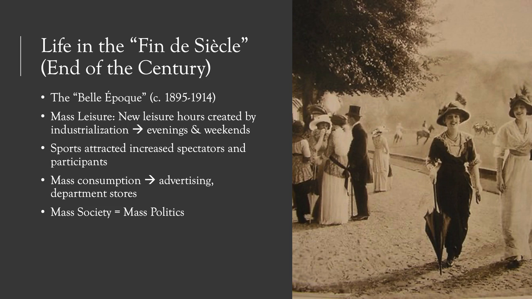Now, a major component of this mass leisure was the development of sports and athletic opportunities. Sports attracted increased spectators as well as increased participants. So sports clubs grew significantly. These are like teams and things like that. Many competitive sports became more strictly organized with rules and officials. We saw the development of professional leagues and unions. And of course, these sports were mostly male-oriented.